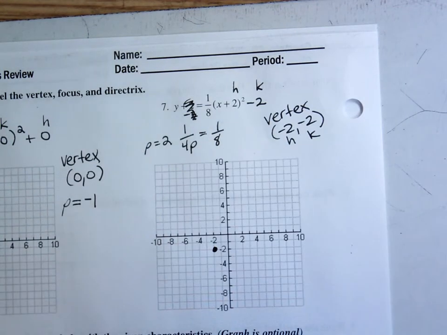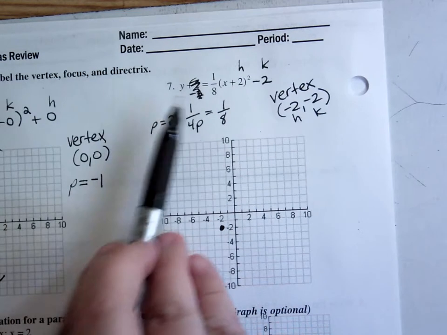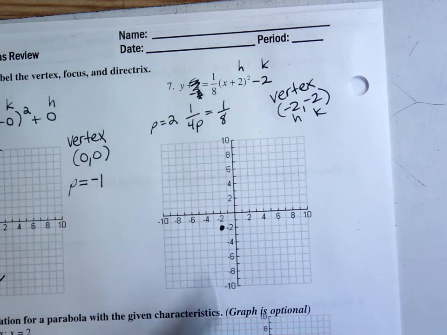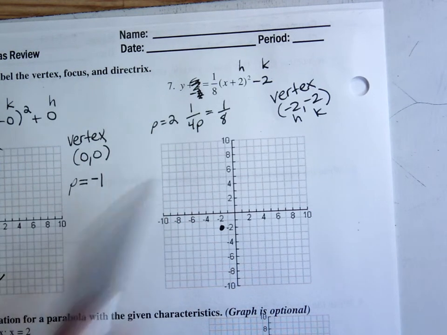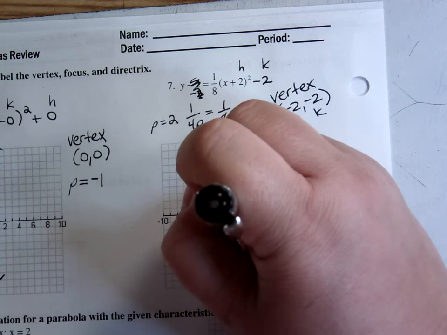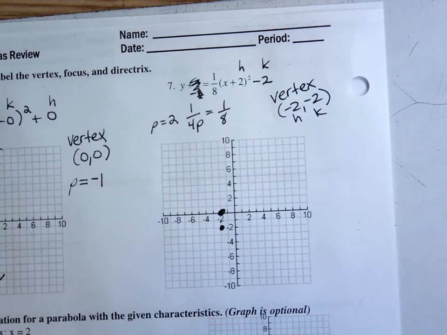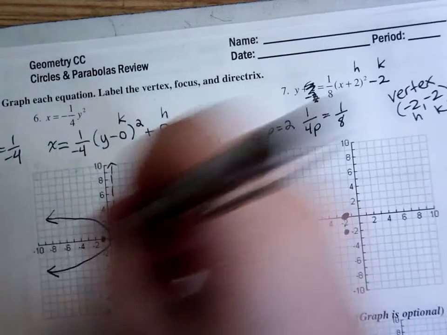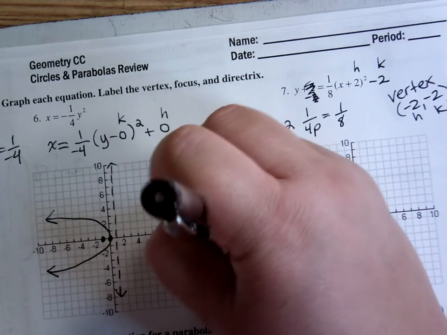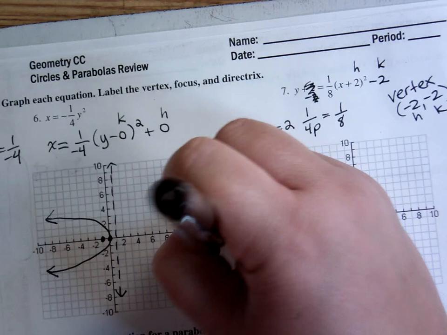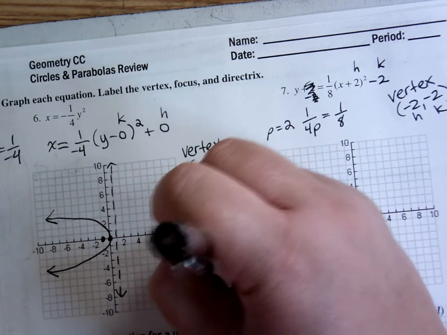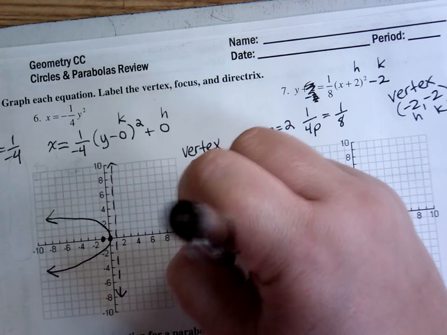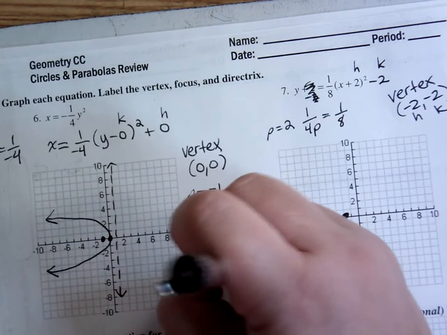Here's that. P is 2. Since it starts with y equals, this is opening up or down, and since P is positive 2, it's opening up. So I go up 2 from there to get to the focus. Oh, and I didn't label my focus over here. The focus over here was at (negative 1, 0), and the directrix was at x equals 1.